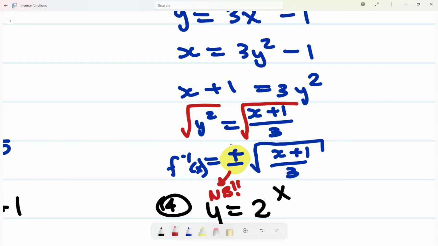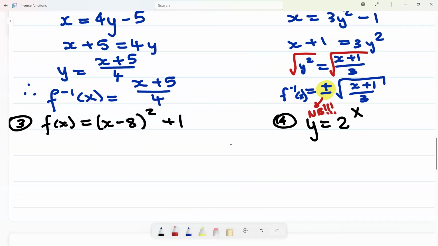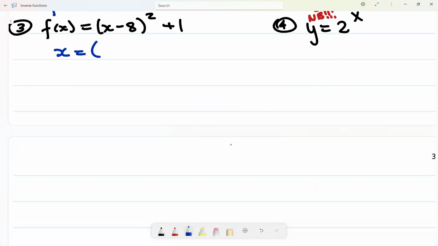Very, very important. Yes. We're going to discuss exactly what that plus or minus means to us. Then here, I don't think I'm going to have enough space, but it's fine. Let's just attempt. What do we do? Remember, this is y. We can just swap. Swap already, which is y minus 8 squared plus 1.